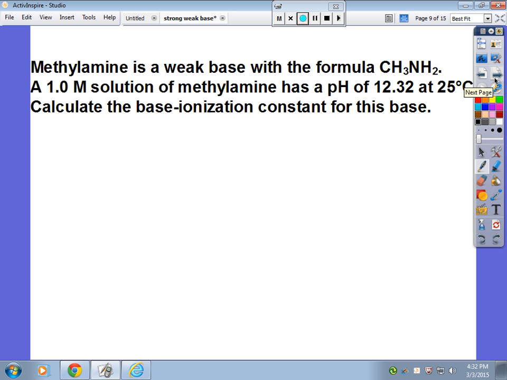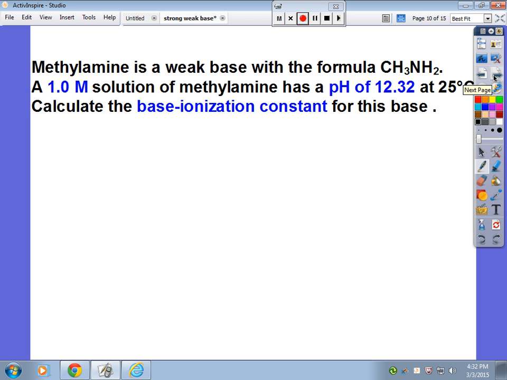This is methylamine. How about that? I'm going to tell you it's a base, and it's got this formula. So I want you to find the Kb for this. So how do we do this? Let's look at some of the key points here. I have a 1 molar solution of methylamine. I'm trusting that it says it's a base because it says it's a weak base. It tells me its formula. So the very first thing I have to do is dissociate.